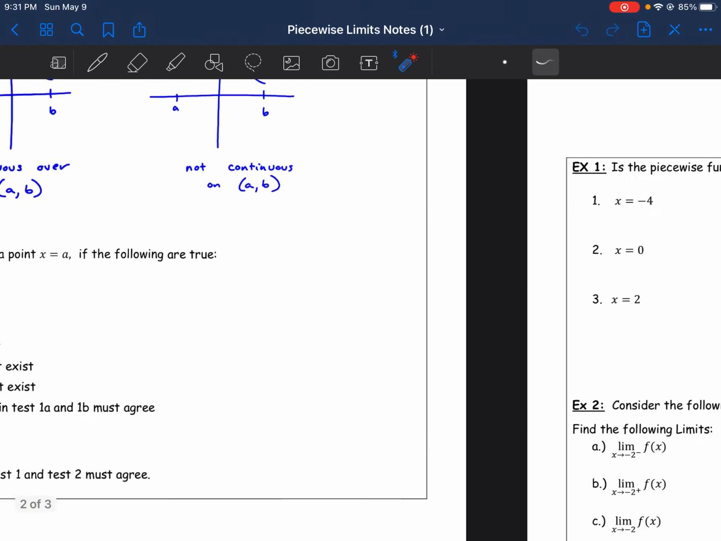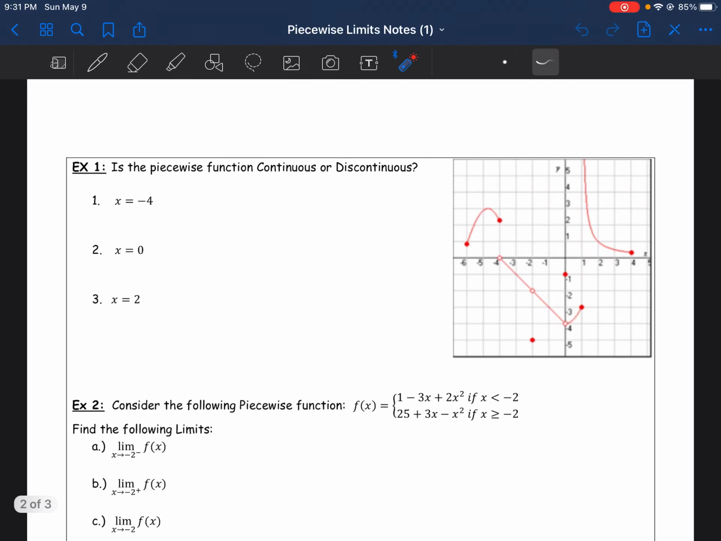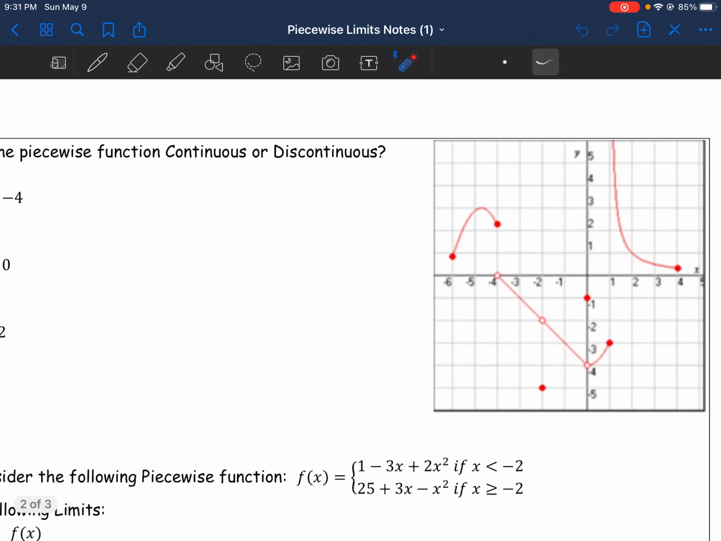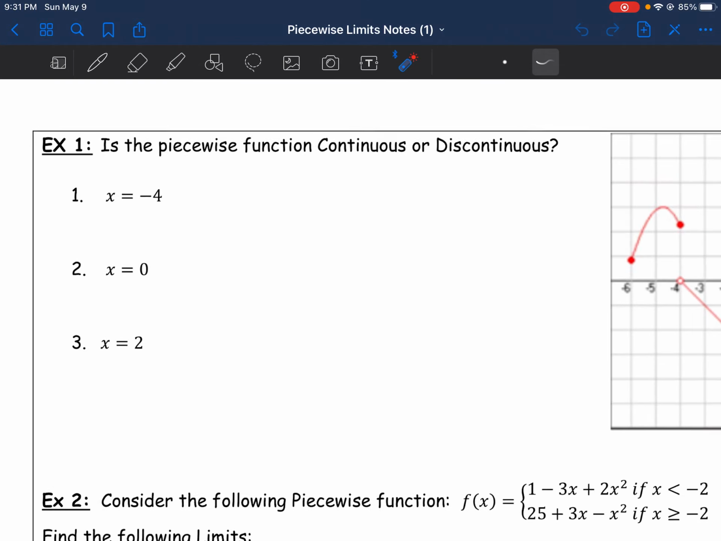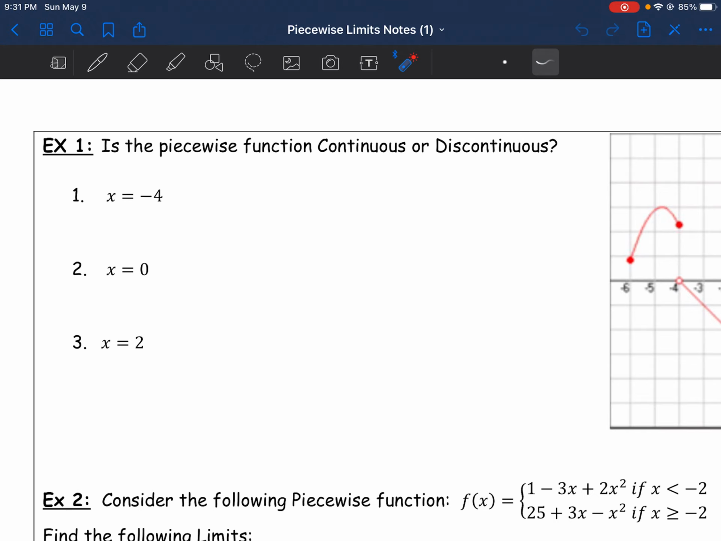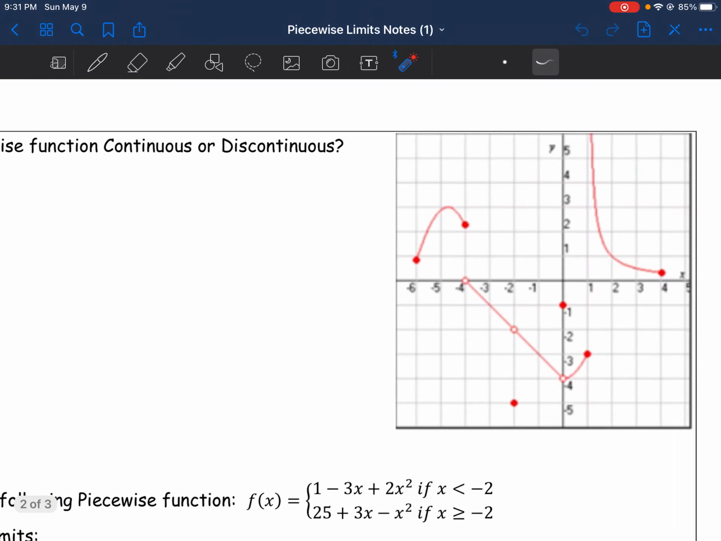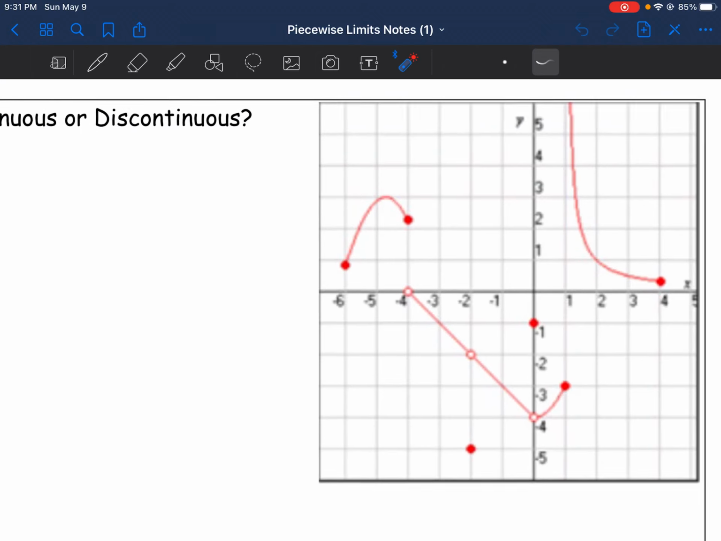Okay? So, let's look at some examples on a piecewise defined function. So here in example 1, this graph is the graph of our piecewise function. We want to know at a few specific points if the function is continuous or discontinuous. So we're going to look first at x equals negative 4. So here's x equals negative 4. And one thing you can do is put a little line through negative 4 just to help you visually with what you're doing here.